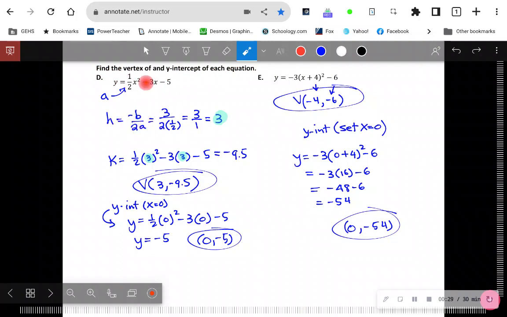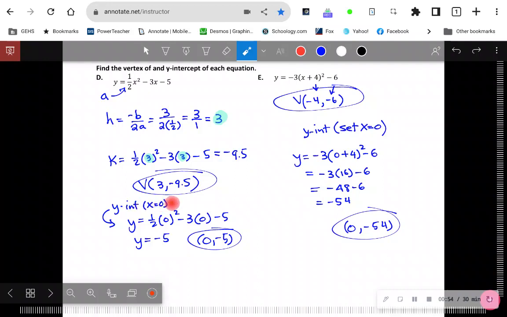So you take the opposite of the b value, divided by 2 times the a value, and that, if you do the number crunching, is 3, and then you simply plug that h value into the original equation and do the number crunching, and you get your k value. So h and k is your vertex, and the first part of that is done.